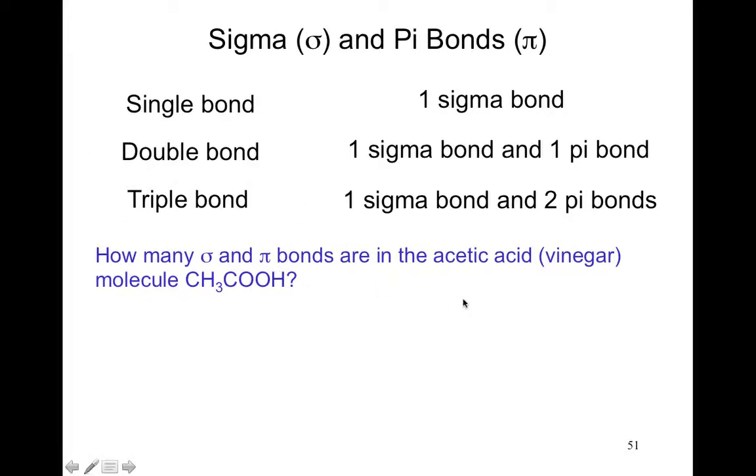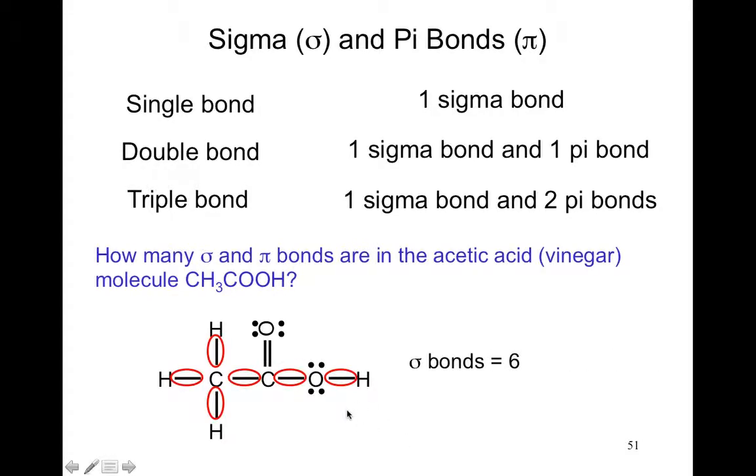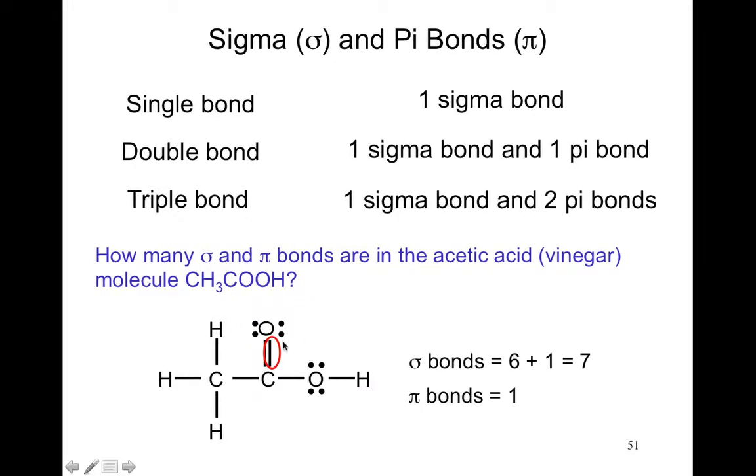How many sigma and pi bonds are in acetic acid, CH3COOH? So you draw it. It looks like this. You see sigma, sigma, sigma, sigma, sigma, sigma, sigma, and 1 pi. So you just count them up. That's all it is. There's 6 sigmas, plus 1 sigma up there is 7, and then there's 1 pi. Oops, sorry about that. There's 1 pi right there. So that's all you've got to do. You don't have to count the unbonded valence pairs, nothing like that.